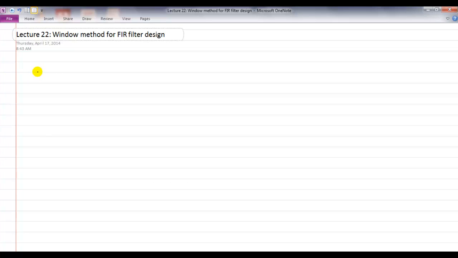So in the last class, we had started talking about how, when you are given a filter that you are interested in, you approximate it by an FIR filter. And how do you do that? We had gone up to the discussion of what we called the window method, or truncation of the filter impulse response.